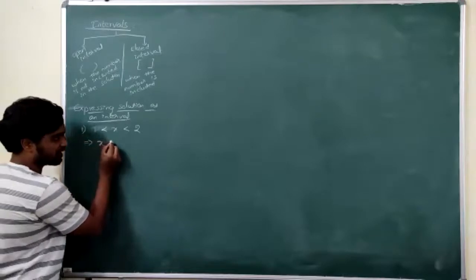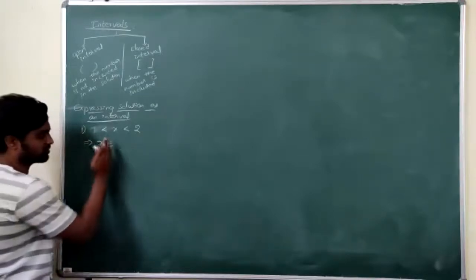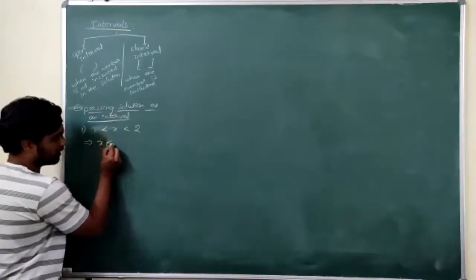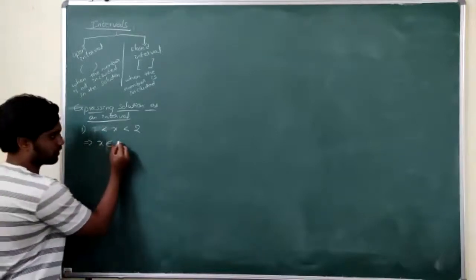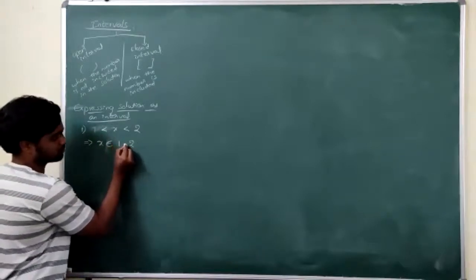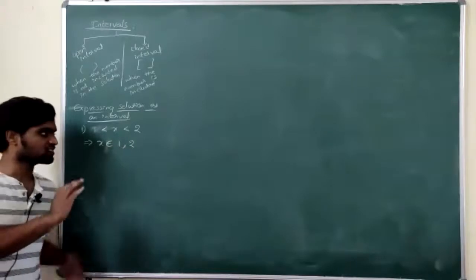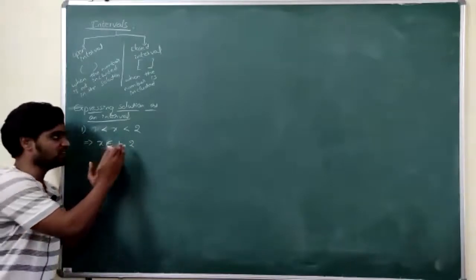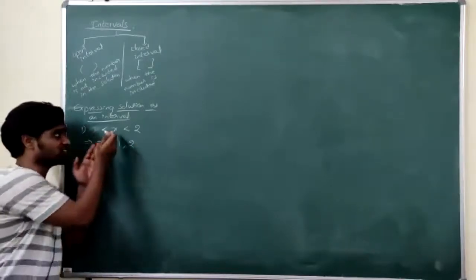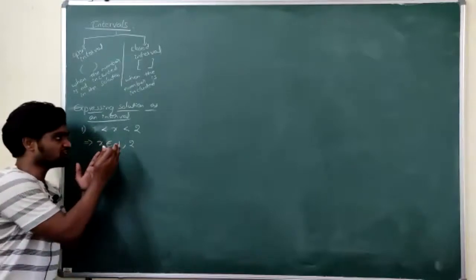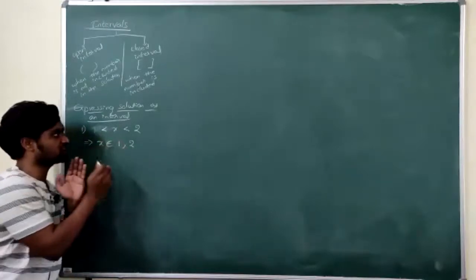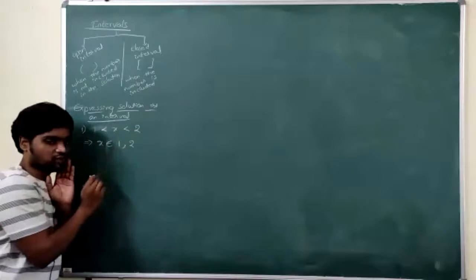See how to express the solution. x belongs to (1, 2). First write the numbers between which the x value lies. Between 1 and 2 the x value lies.